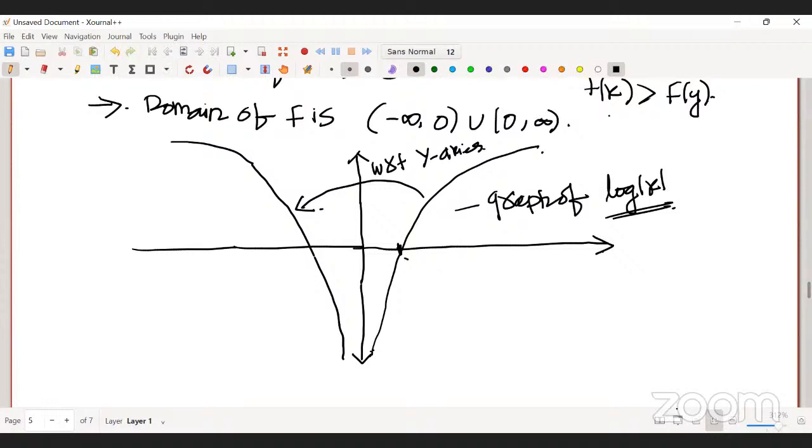So that means it's neither increasing nor decreasing. Yes, it's neither increasing nor decreasing. Okay. Thank you.